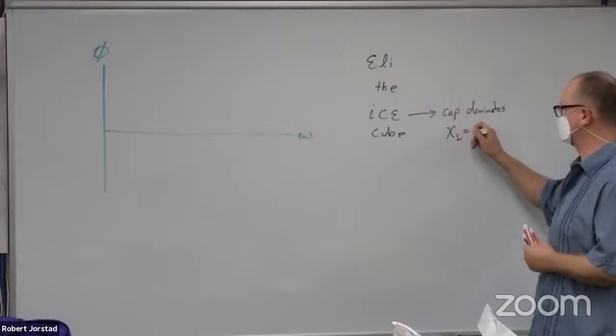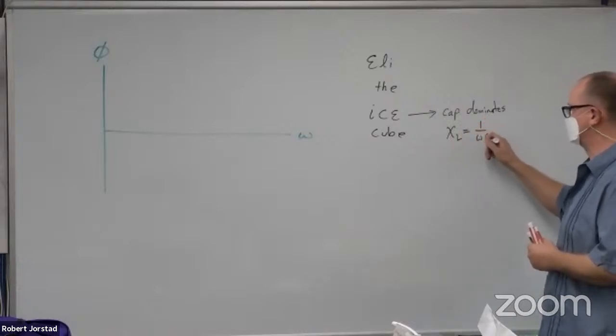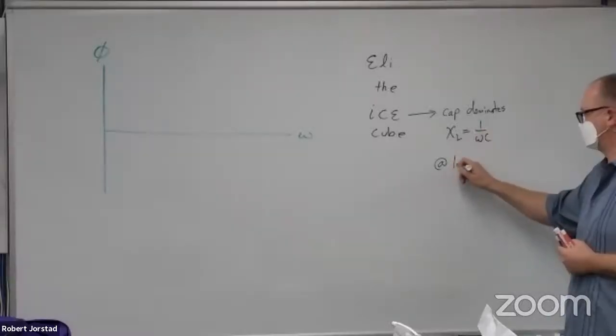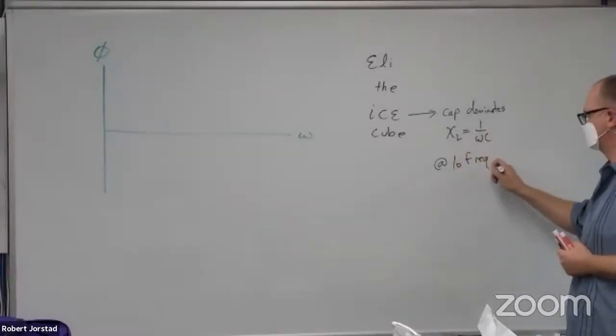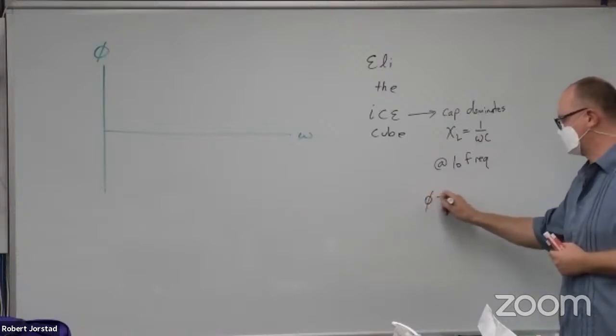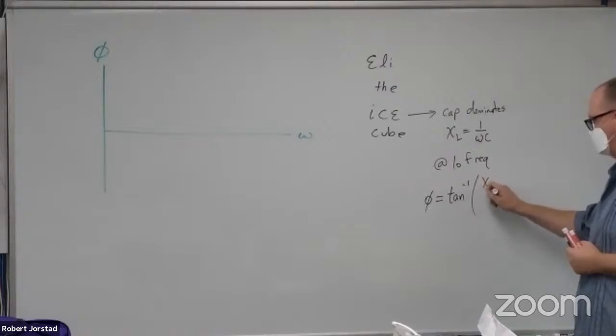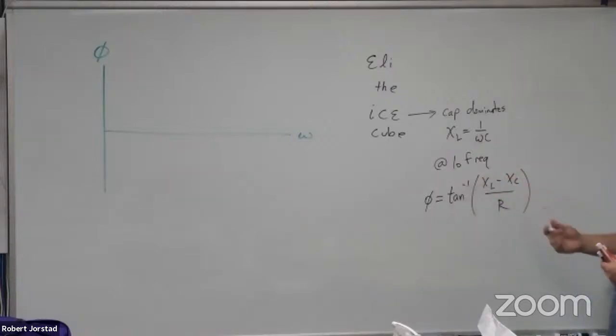Remember, X sub C is 1 over omega C. Is that big when omega is big, or is that big when omega is small? Small. So the cap dominates at low frequencies. And what is the phase angle equation? Tan inverse of XL minus XC over R. Would you expect the phase angle to be positive or negative if XC is hella big?